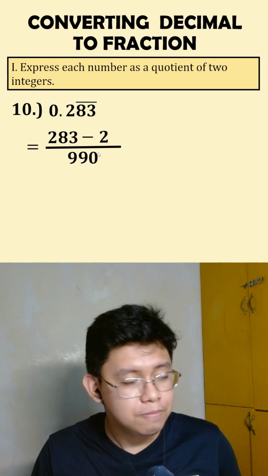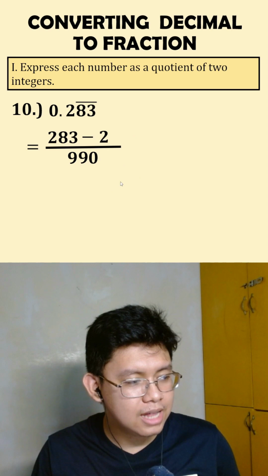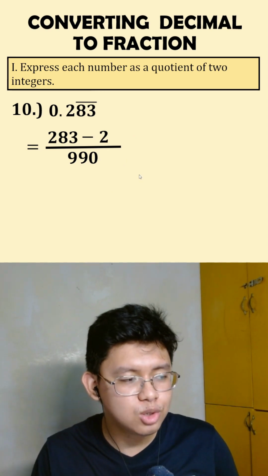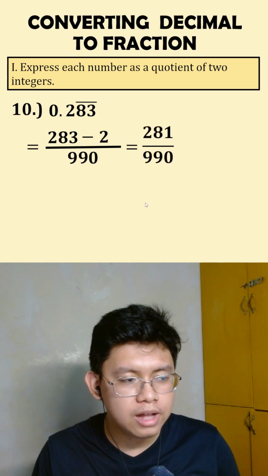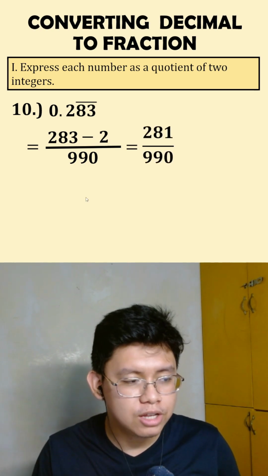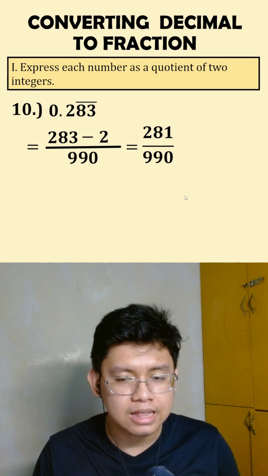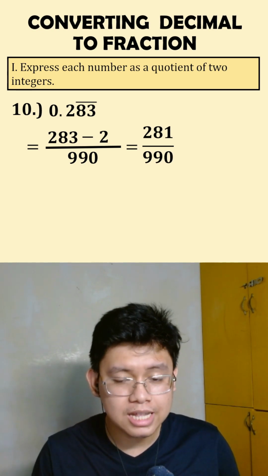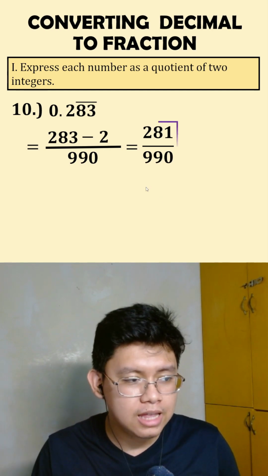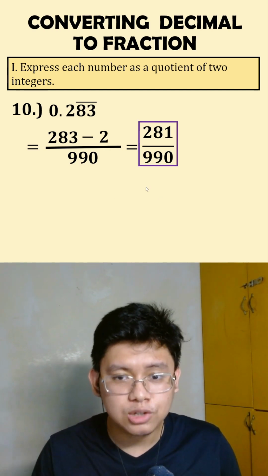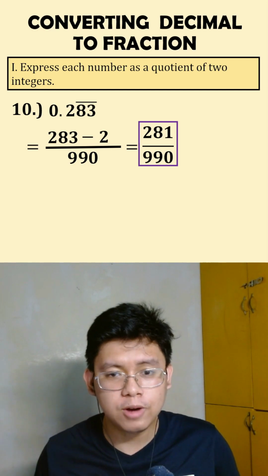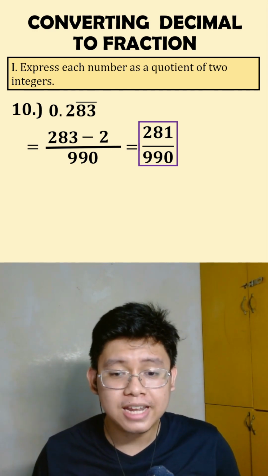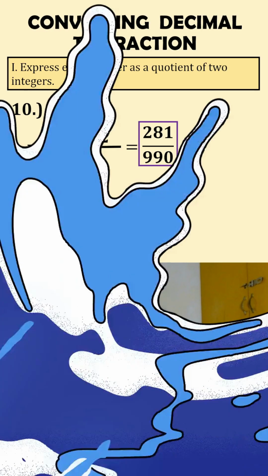Okay. Now, ito na yung magiging fraction natin. Let's simplify our numerator. 283 minus 2, that will be 281. Now, yung denominator natin, 990. Now, let's check if we can still simplify it. Okay, so since hindi na natin siya pwedeng i-simplify, that will be our fraction form. So, our fraction form for our decimal is 281 over 990. And that's it. Ta-da! Alright.